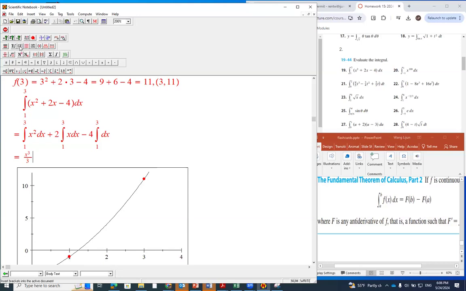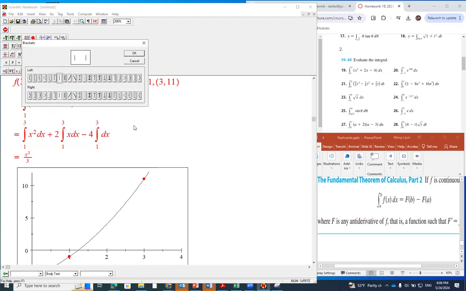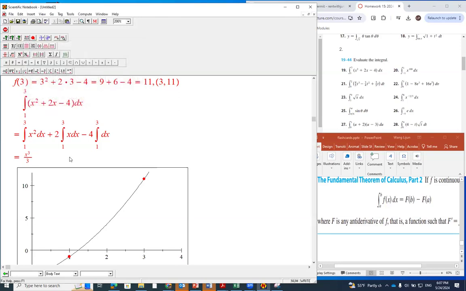Okay, let me see if I should have a long bar to do that. Well, that looks really ugly. Never mind. Just this bar, okay? Evaluate at 1 and 3. Okay, so this is how you write it.